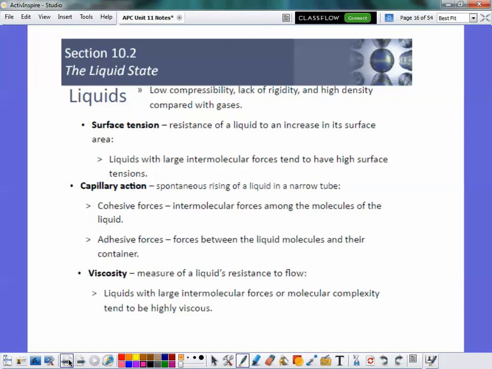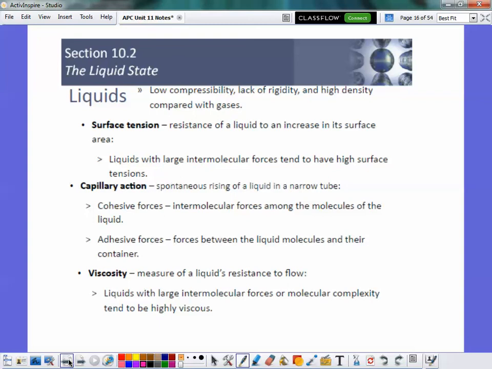Capillary action is the spontaneous rising of a liquid in a narrow tube. There are things called cohesive forces and adhesive forces at play here, which we'll see in my images at the bottom of that page. Cohesive forces have to do with when the intermolecular forces among the molecules are stronger than the interactions between the molecules and, like, the glass. This will make more sense when I show the images, so I'm going to skip over that for now.